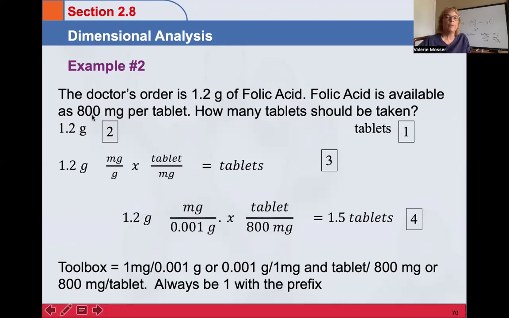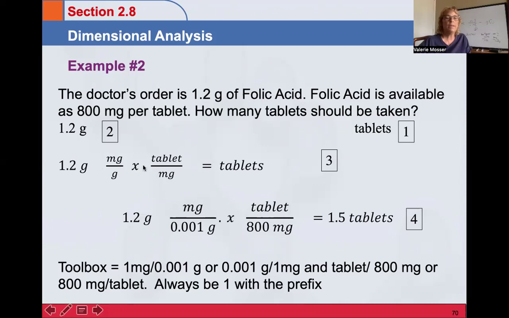In this problem, though, our toolbox is in milligrams, and we're starting out in grams. So we have to add a second step where we convert the grams into milligrams. So first we do a conversion of grams into milligrams. We put grams on the bottom and milligrams on the top.